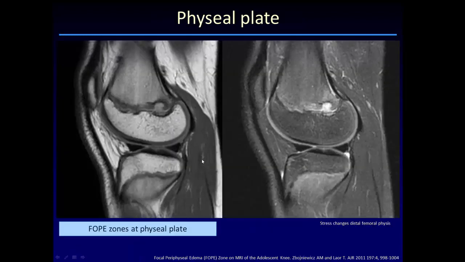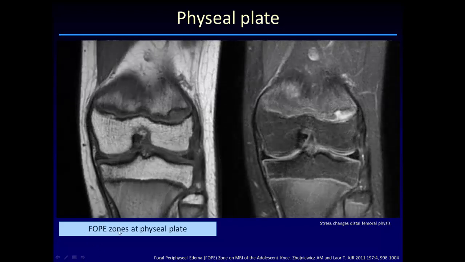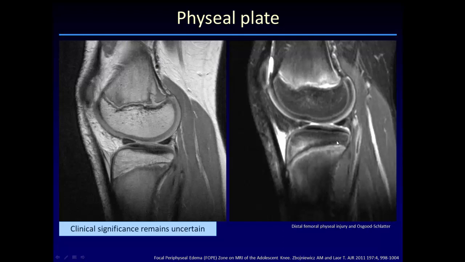Now, around the physeal plate, you may see these areas of chondral hypertrophy, and these have been described as FOPE zones, FOPE standing for focal periphyseal edema. You can see these in very, very active children, where around the area of the physis you will get some increased signal and some physeal widening. It is focal, and the clinical significance of this type of FOPE zone is still uncertain.